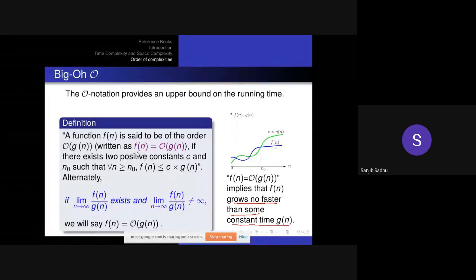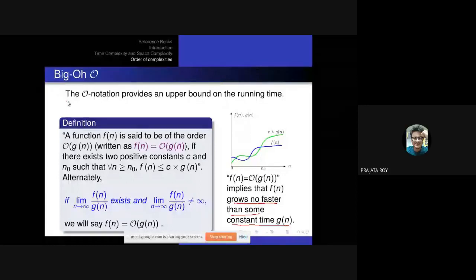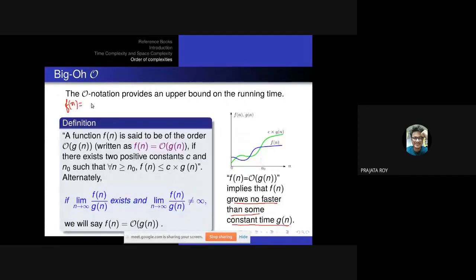Now, why should we not say fn is equal to big O of gn? The reason is this: can you give me an example of big O of n? What are the examples of big O of n? Say fn equal to any polynomial with n as the degree, like any linear polynomial: 2n plus 1, 2n plus 5, or suppose fn is 3n plus 2. Clear? So these are all big O of n.